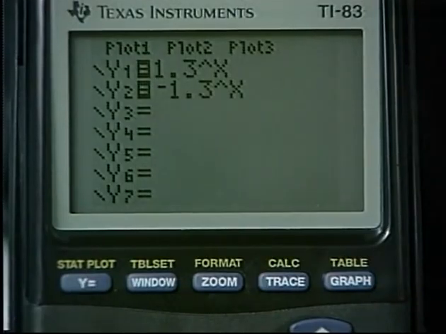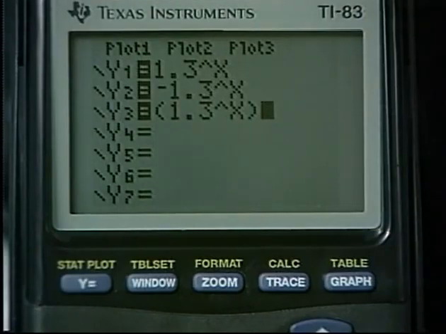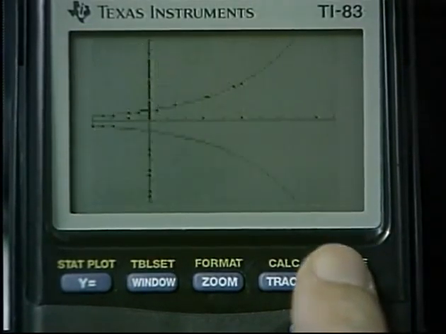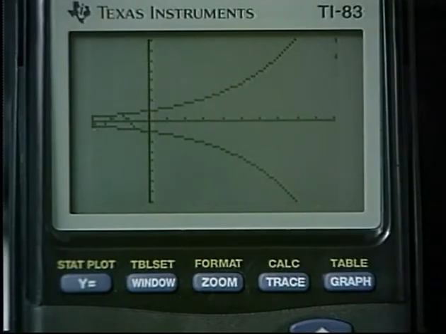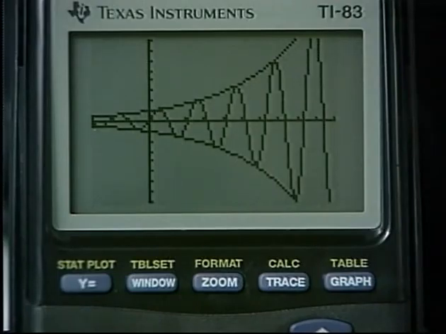So I will write 1.3 to the x power times, once again I forgot to confine this within parentheses. So I'll go back and insert a parenthesis here and here. And then now I want this sine curve to be kind of wiggly, so I'll make it sine 3x. And here's the graph. So some rather exotic situations can occur here by using this damping effect. You might play around with this on your calculator and see what kind of different things you can come up with.